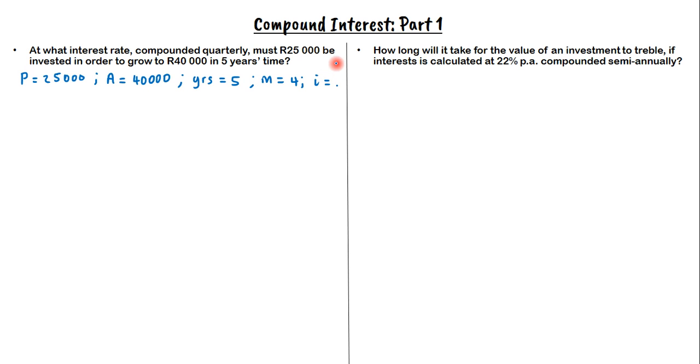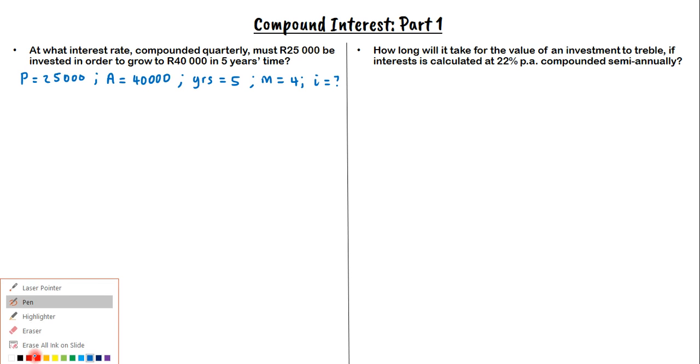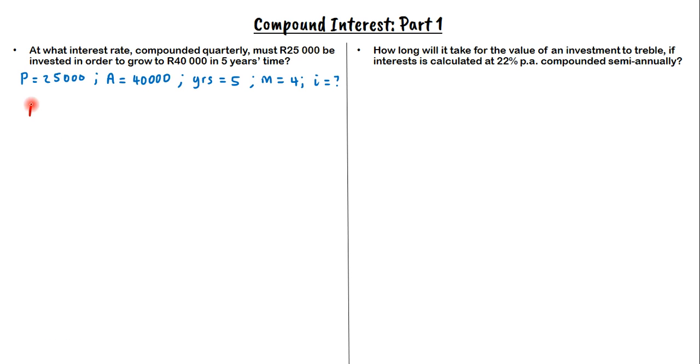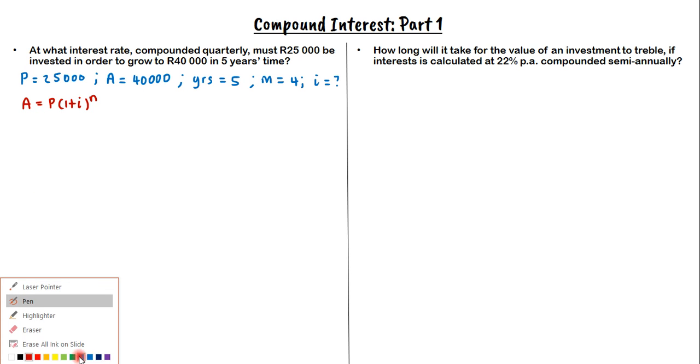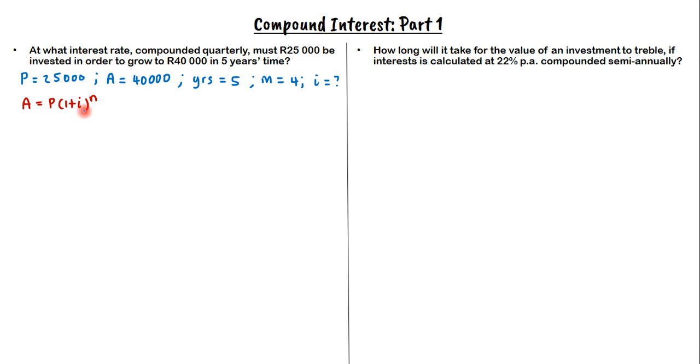The first thing that you must always understand is how the formula works. So let's first write the formula. The formula here is A equals P into (1 plus i) to the power n. In this formula, there are two things that people always tend to make mistakes on. The first one is i, and the second one is n.